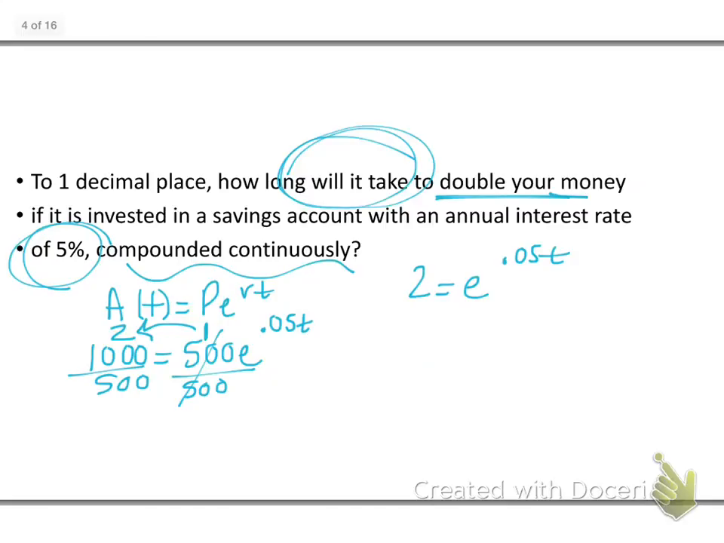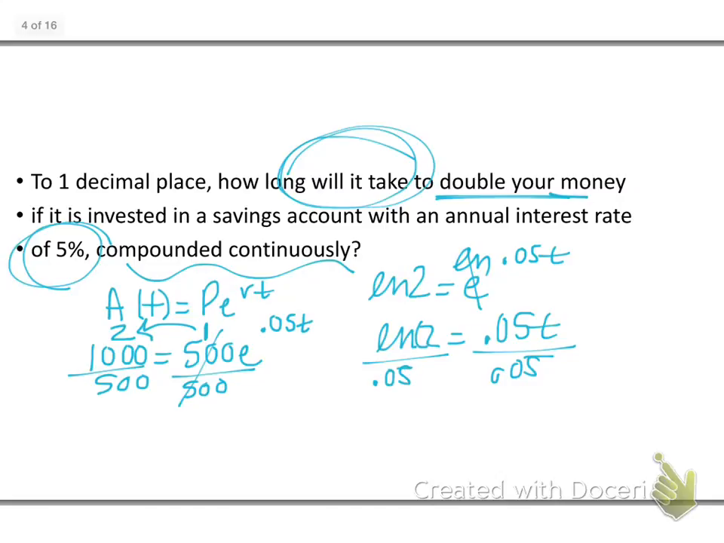Okay, to get rid of an e, we need to do the natural log. So the natural log of 2 equals, this cancels, 0.05t. I divide by 0.05. Okay, so make sure you close this parenthesis when you type it in. So I'm going to do the ln of 2 and my parenthesis and divide that answer by 0.05. So my time period to one decimal place is going to be 13.9 years.